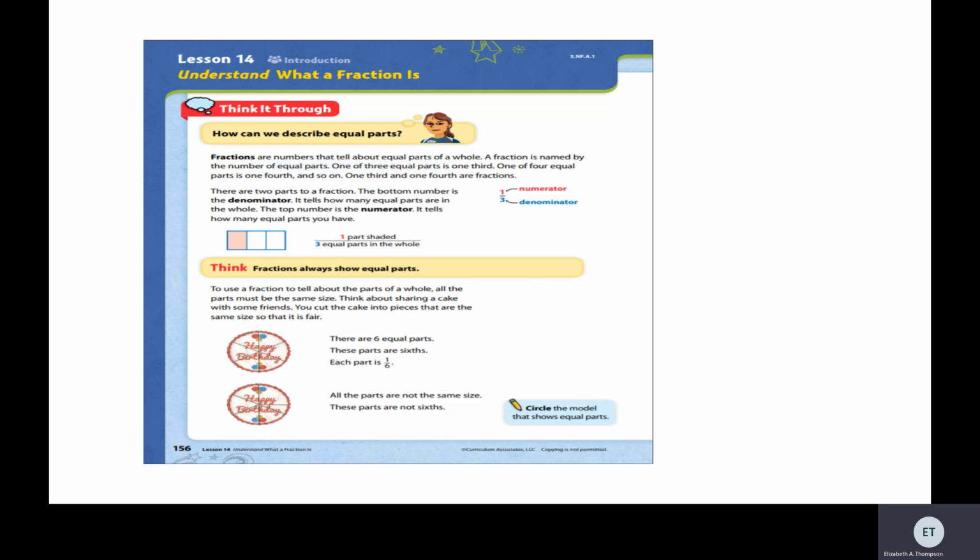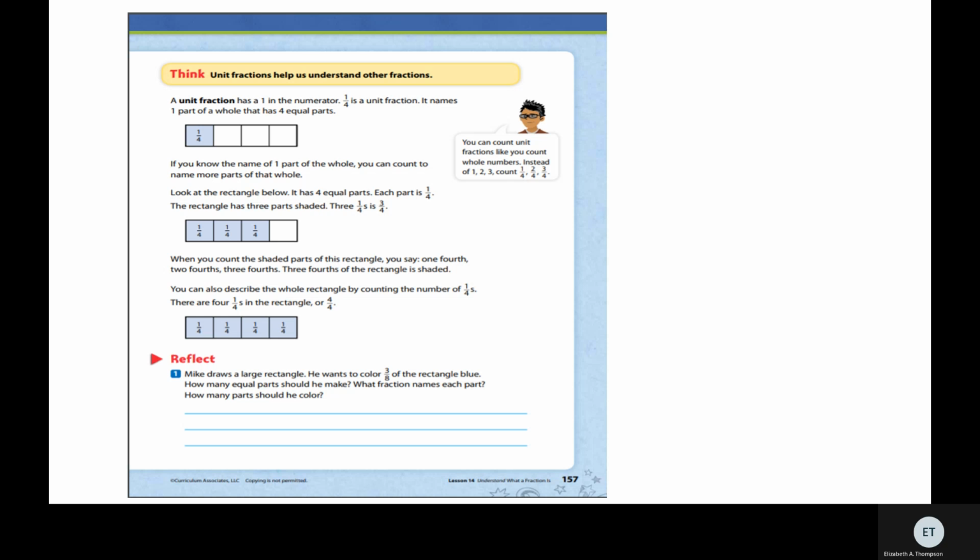On page 157, we're talking about unit fractions. A unit fraction has a 1 in the numerator. The rectangle on your paper there is broken into 4 equal parts. So a unit of that rectangle would be 1/4.